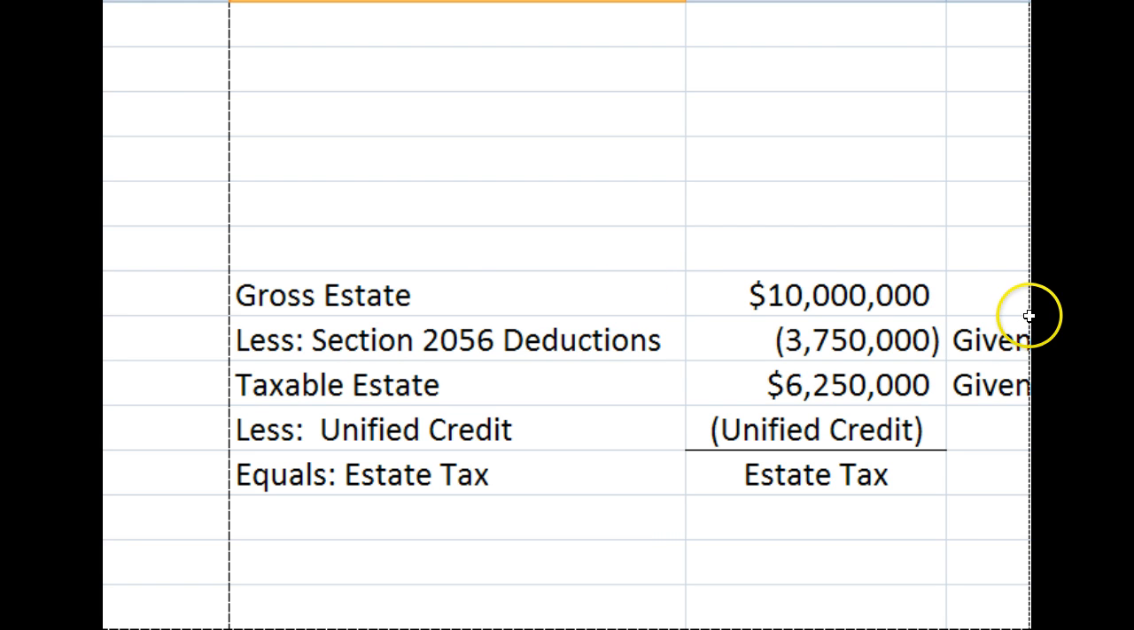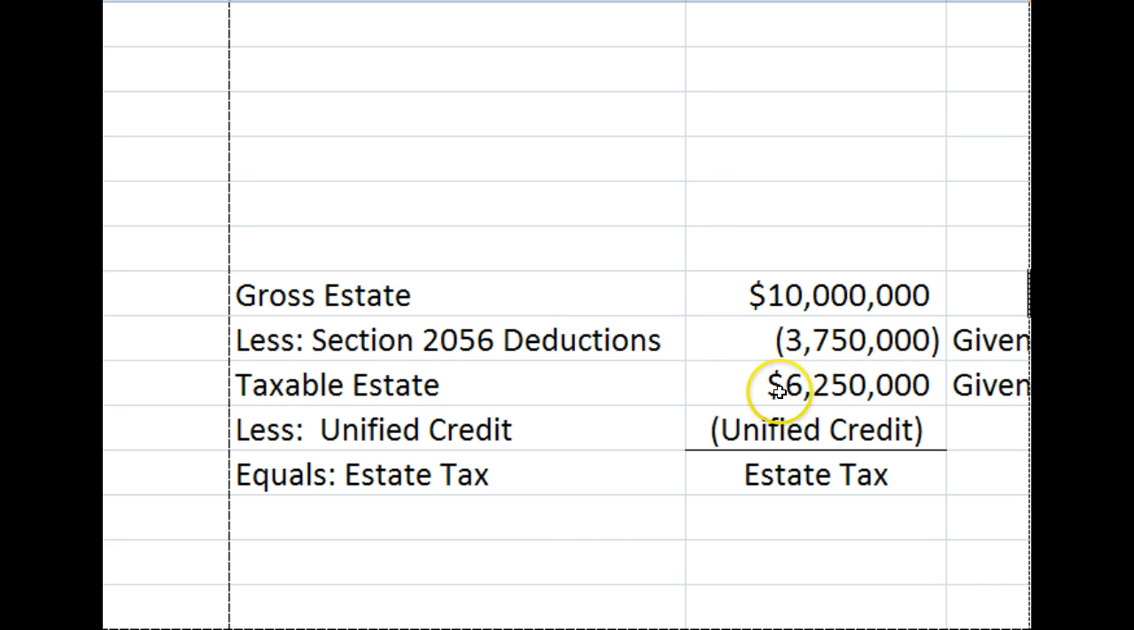And I see that this illustration is falling a little bit outside the parameters of the screen, so right here where you see given, I'll have to explain that to you. So in particular, we have a gross estate of $10 million. And from that gross estate, we would subtract the Section 2056 deductions. Well, the 2056 deductions are deductions that are given to the spouse. After you subtract the deductions given to the spouse, you're going to get a taxable estate of $6,250,000.